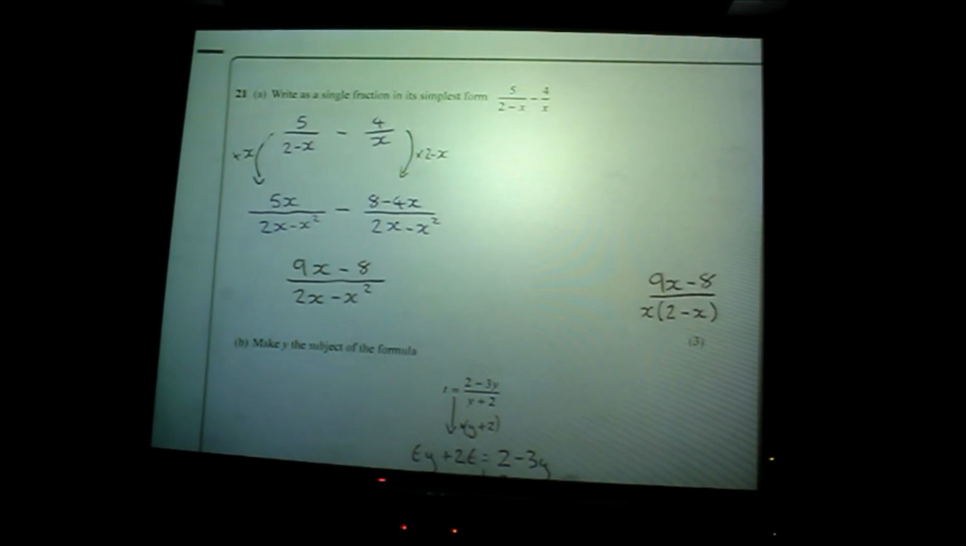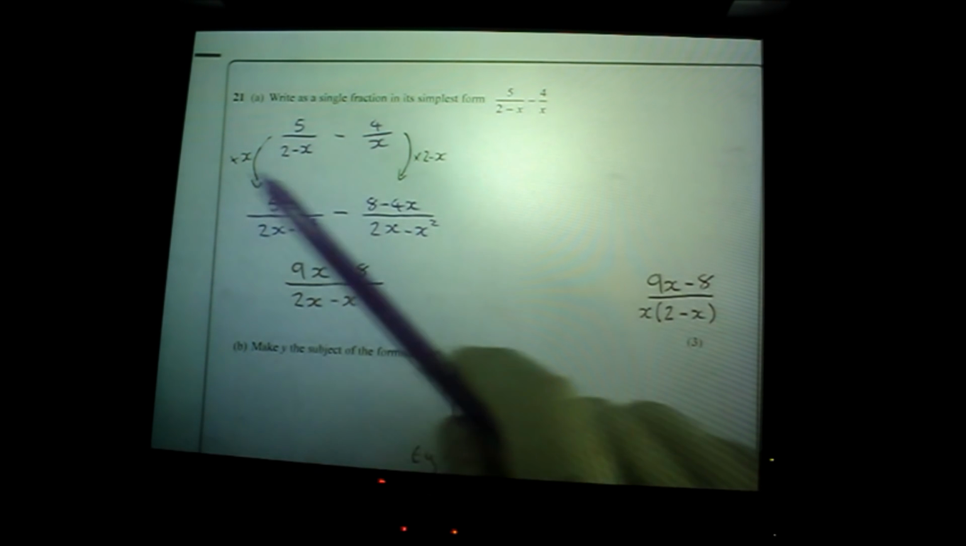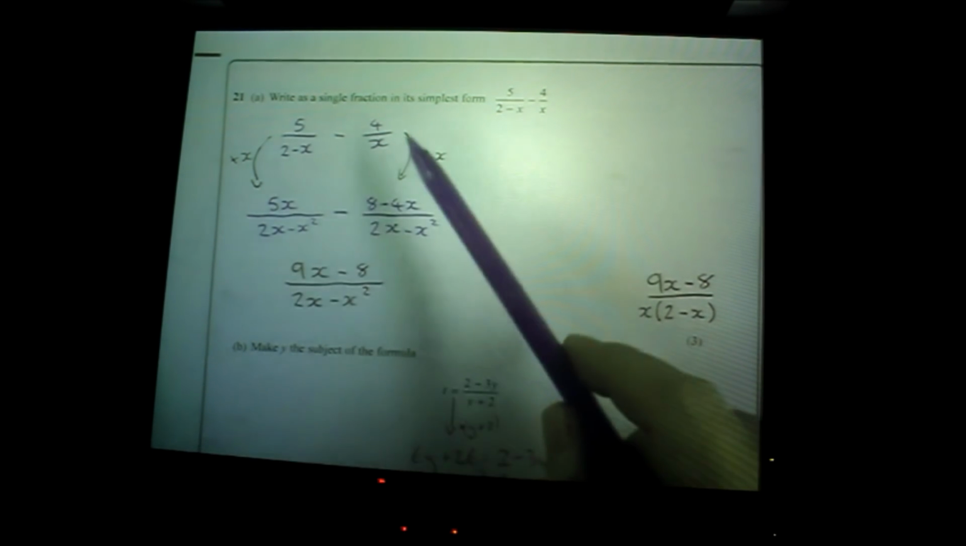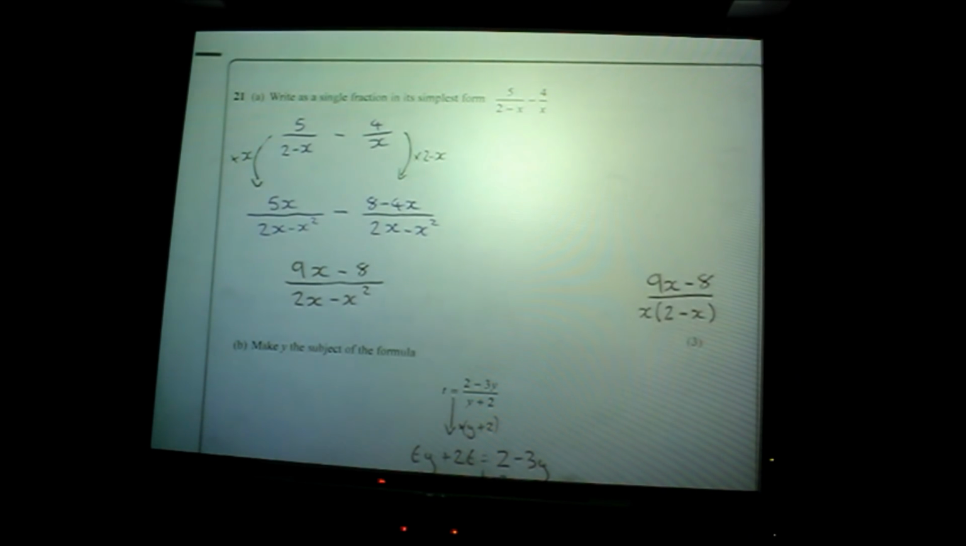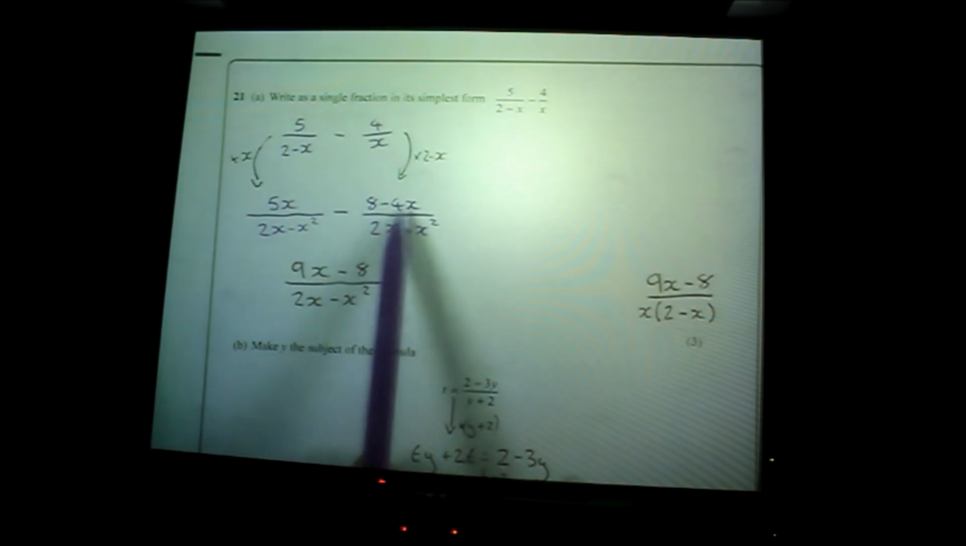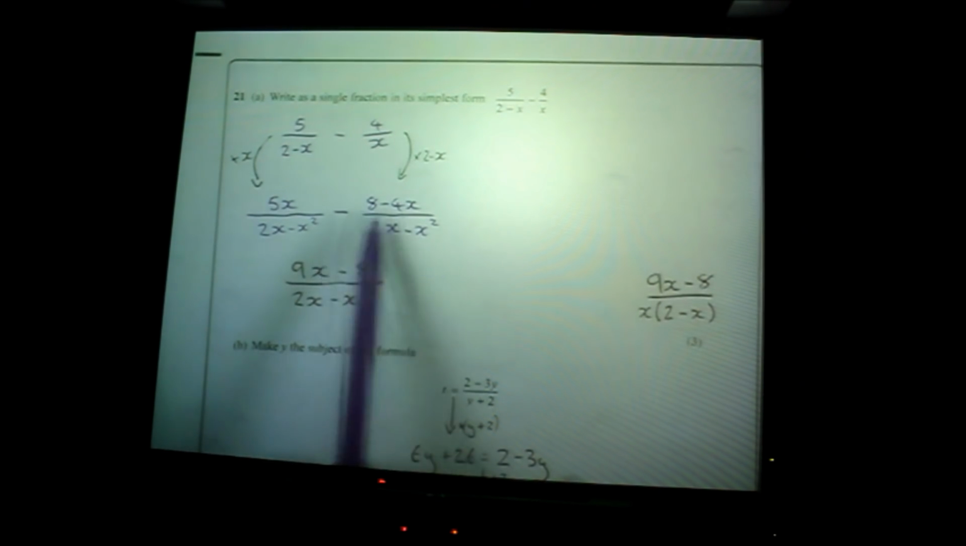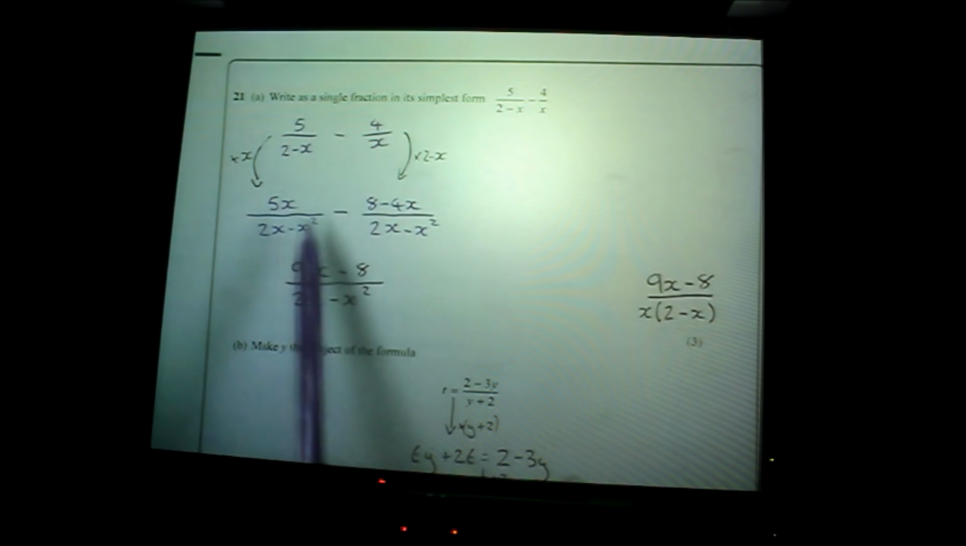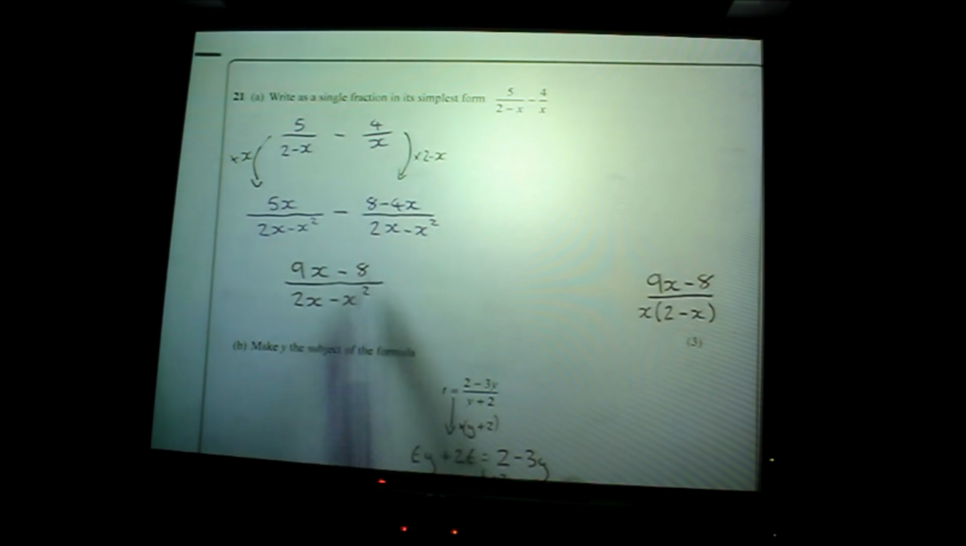Okay, question 21. You're subtracting fractions, so you've got to get the bottom number the same. So what I've done there is multiplied this side by x and this side by 2 minus x to give me what I've got here. Because the bottom number is the same, you now just subtract away. So do the x's first. 5x take away minus 4x is actually 9x, because you're taking away a minus. And you've got a minus 8 there, so it's 9x minus 8.